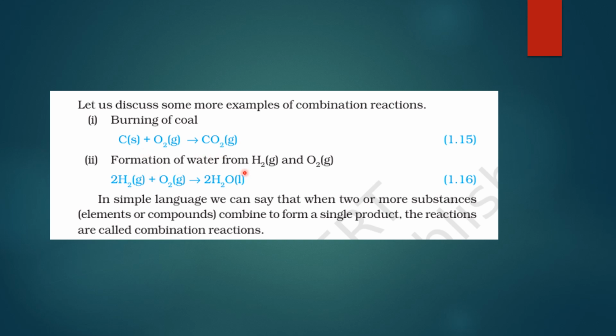Now, formation of water from H2 and O2 gases. Hydrogen plus oxygen combine to give water. Two reactants are there, one product is there. So this is also an example of a combination reaction. In simple language, we can say that when two or more substances, that is elements or compounds, combine to form a single product, the reactions are called combination reactions.